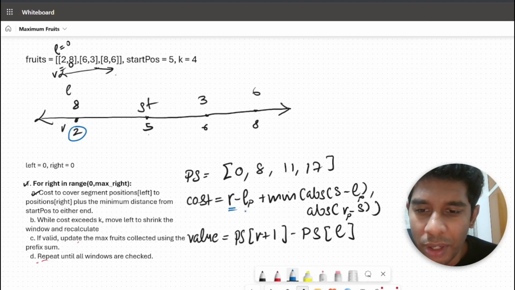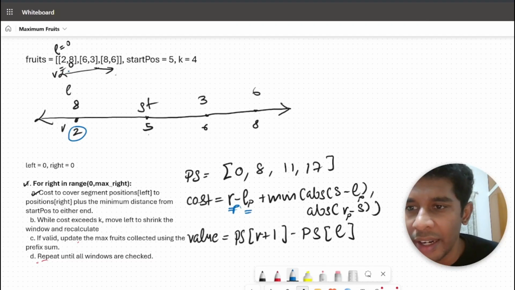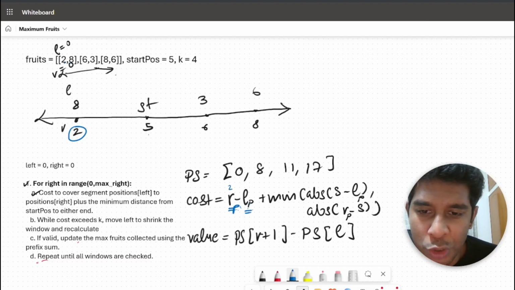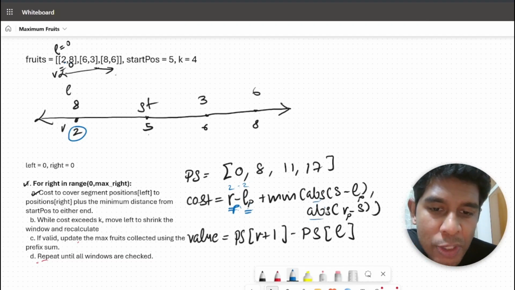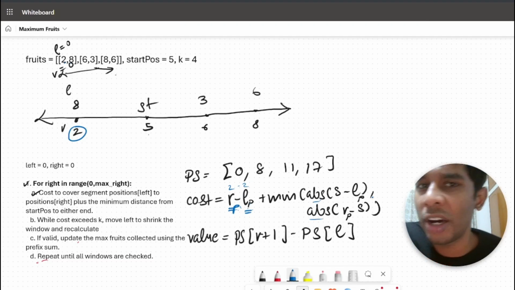You take the cost equal to RP minus LP. RP means the position at the right index. The right index is 0 here, and the position at the right index is 2. L is 0 here, and the position at the left index is 2 here. So we get RP minus LP, which is just 2 minus 2, plus the minimum of, here there's another addition, the absolute of S minus LP and the absolute of RP minus S.